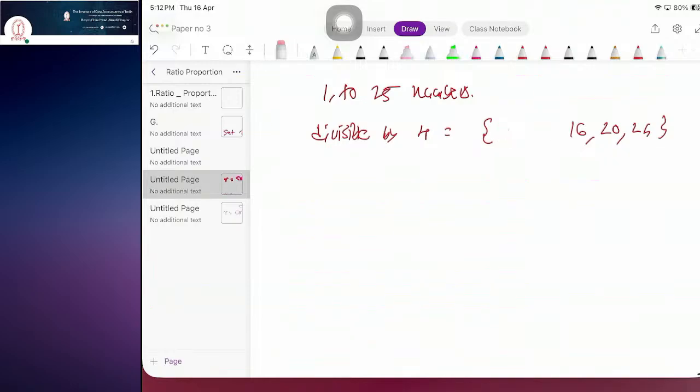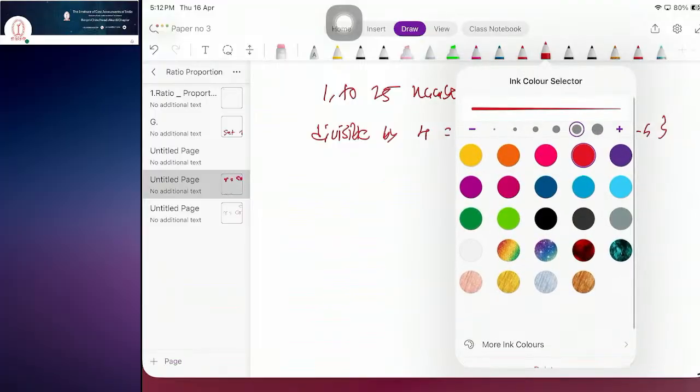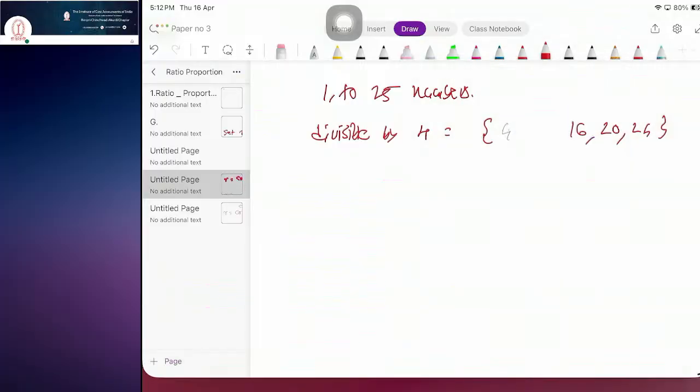So these are the numbers which are divisible by 4. Divisible by 7.